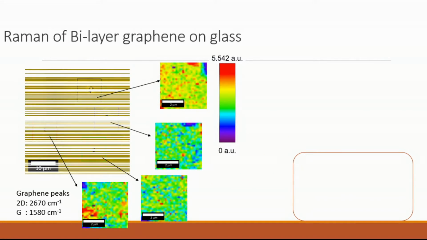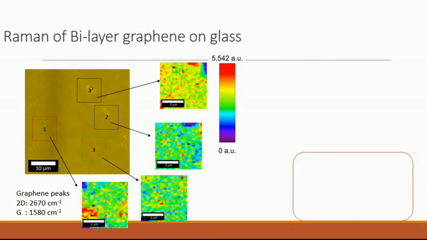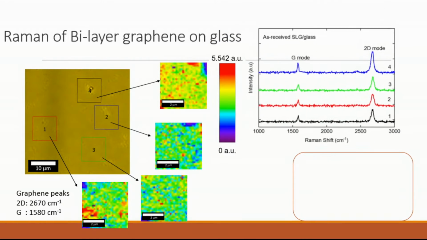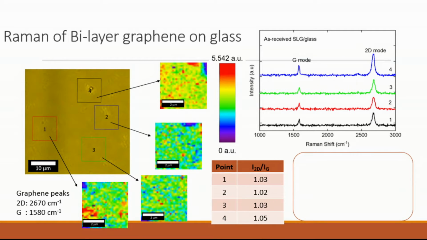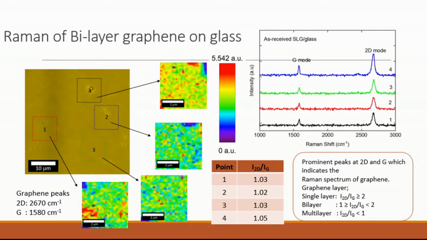This is the Raman image of the bilayer graphene on glass that we use in this experiment. We measure the Raman spectra at 4 different points. As you can see from the graph, based on all of the points, the 2D mode and the G mode were strongly emitted at 2670 cm⁻¹ and 1580 cm⁻¹ respectively. The ratio of the 2D and the G peaks was also around 1.03, which indicates that the graphene that we use here is bilayer graphene based on the condition here.